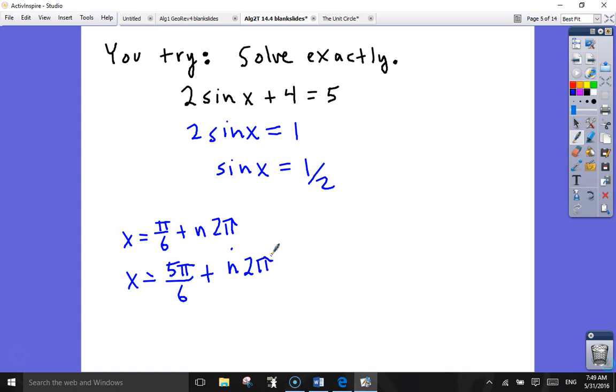So for all the trig functions, is it always going to be every 2 pi that it repeats itself? And the answer is no. Tangent and cotangent repeat every pi, not every 2 pi. If we go back and remember the graphs of those, we didn't do much with the graphs. But if this was a tangent, we'd have to say plus n pi, not n times 2 pi.